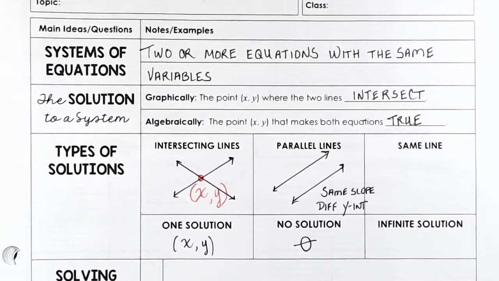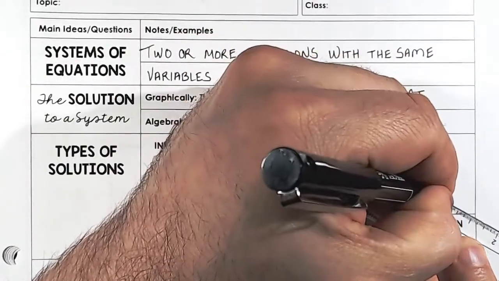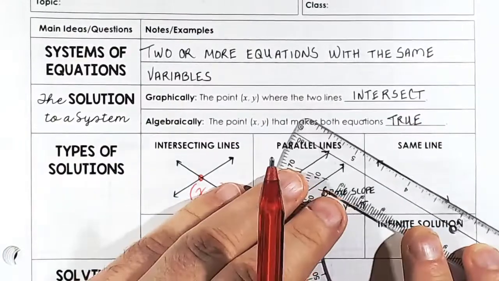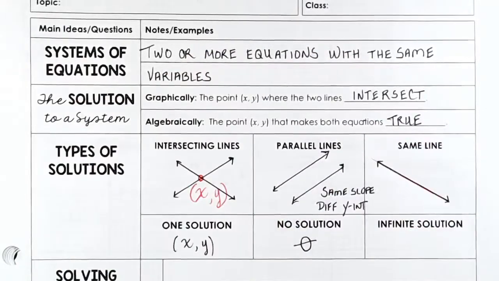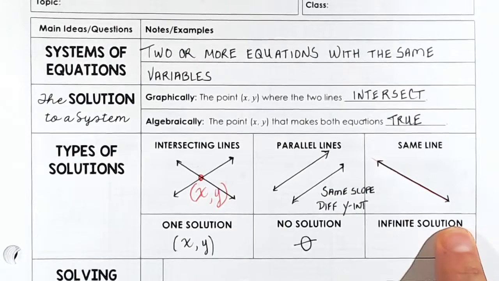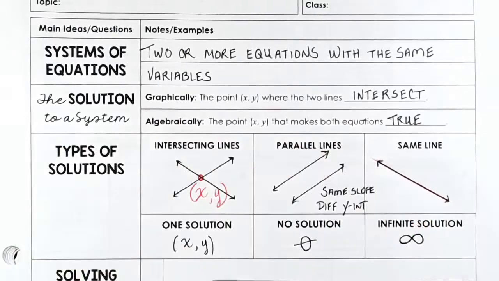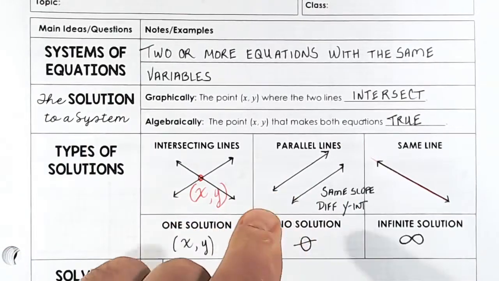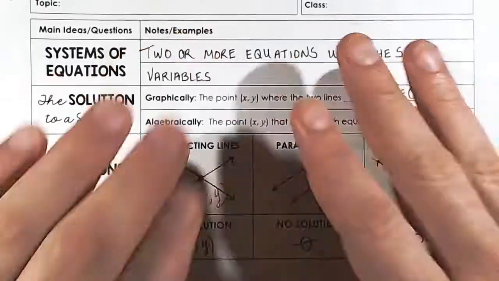And finally, we have one where we have the same line. And that's hard to draw. You can draw it like this, and then trace over that same line with a different color. So if your solution graphically is that you have the same line, there are infinite solutions, and we indicate that with the infinity symbol like this. So these are the three things that will come out of your solutions. You'll either have one solution, no solution, or infinite solutions. And this is for linear systems.